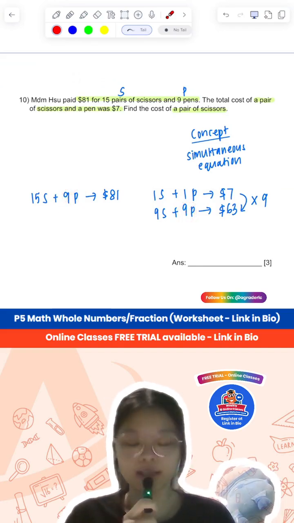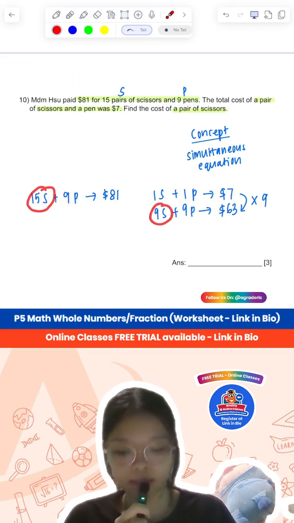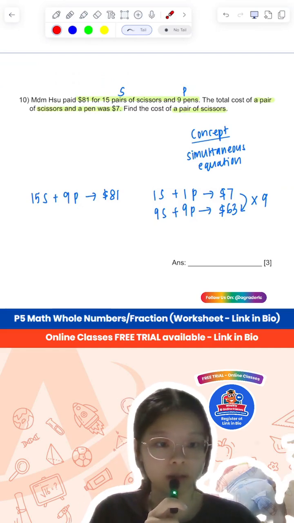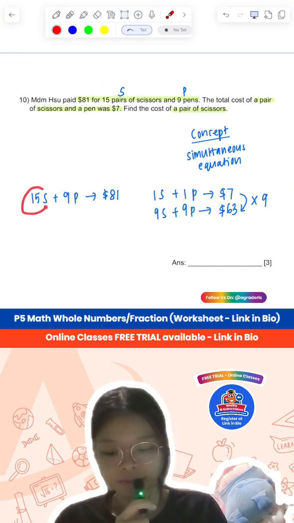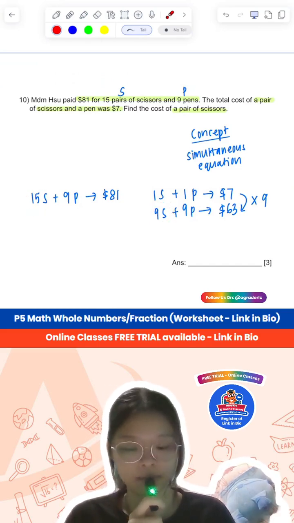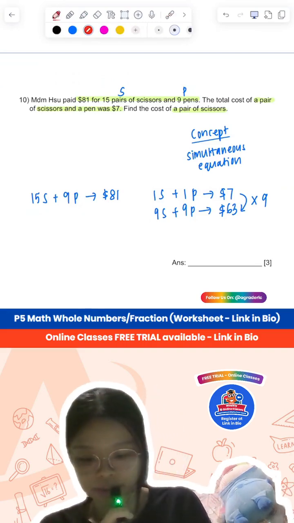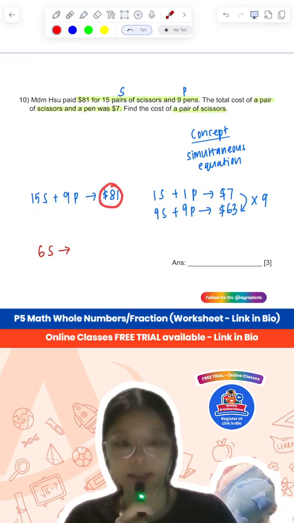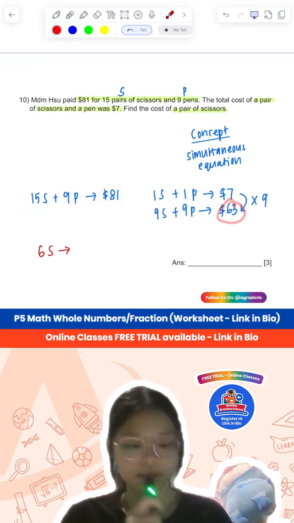No more pens left. 15 scissors minus 9 scissors. How many scissors am I left with? Okay, 15 scissors minus 9 scissors. I'm left with 6. Thank you. So I know 6 scissors. How much does it cost? I can take 81 minus 63.